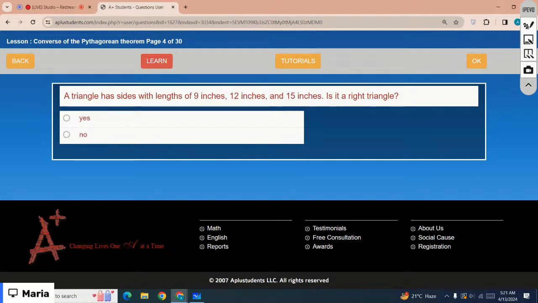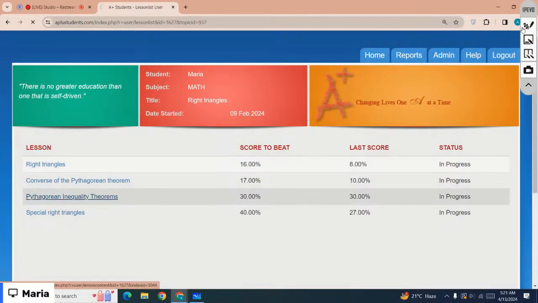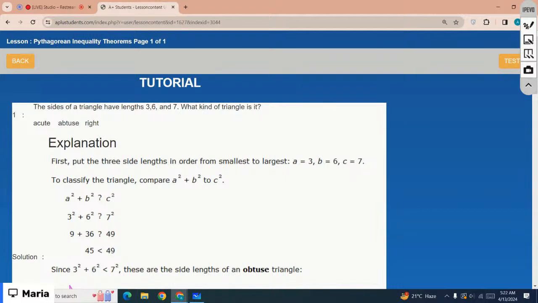The correct option is yes, it is right. Okay, you can complete the lesson by yourself later today. Let me just move on to the next lesson, and the next lesson is Pythagorean inequality theorems. Let's just start with the lesson.